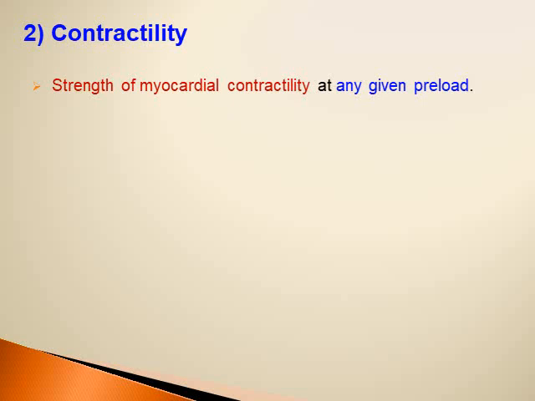I have the same example, a ventricle with 130 milliliters, but in the second example I have 200 ions of calcium inside the cytoplasm of the cardiomyocytes. In the second example, the force of the contraction will be double the first example, because, as I said, contractility or the strength of contraction at any given preload is a function of calcium.